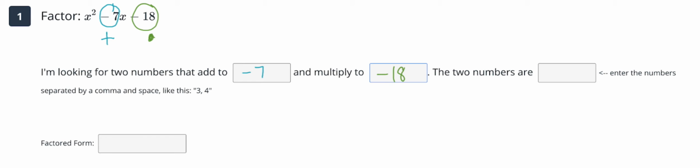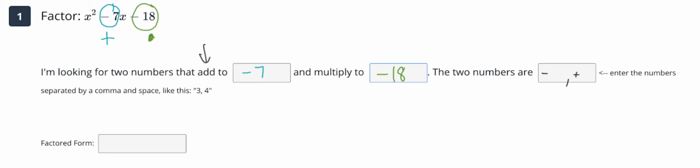So the first thing I need to realize is that if I'm going to have two numbers that multiply to a negative, to negative 18, it's going to have to be one negative and one positive. So right away, I know that my two numbers are going to be one negative number and one positive number. Now, when I actually go to add them and combine them, I'm actually going to end up subtracting them because one's going to be positive and one's going to be negative.